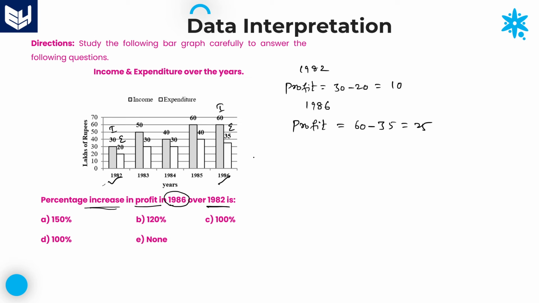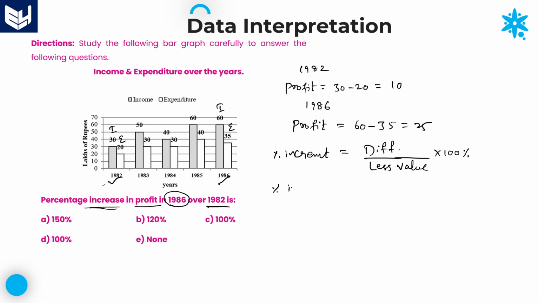Now the question is asking for percentage increase in profit in 86. In 86, how much is the increment as compared with 82? So we need to calculate percentage increment. Percentage increment is equal to difference between those two divided by less value, into 100 percentage. That is the required answer.